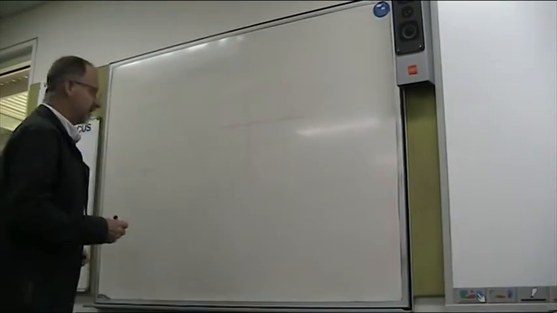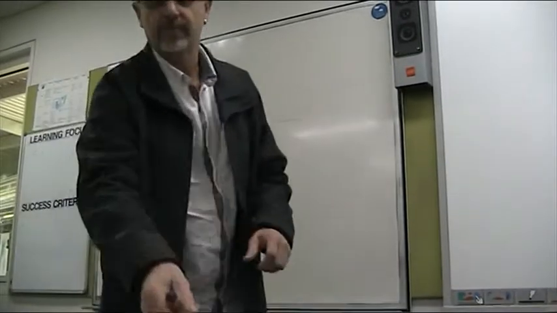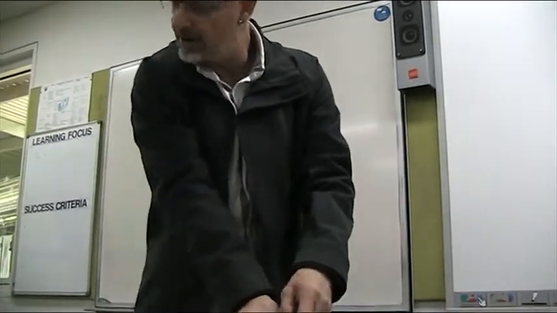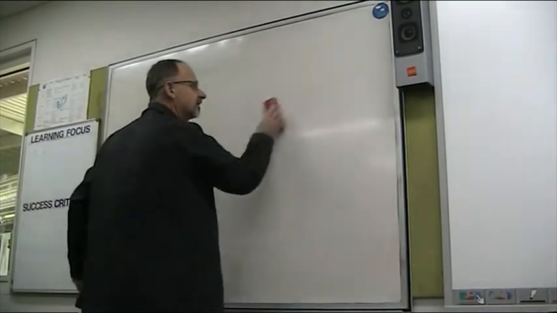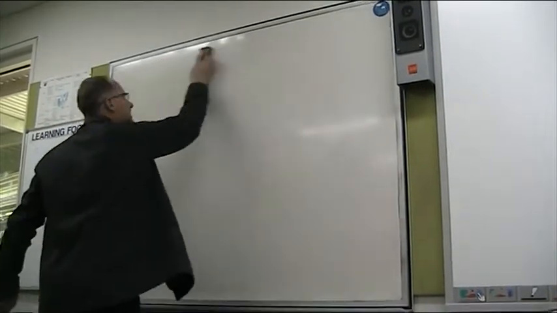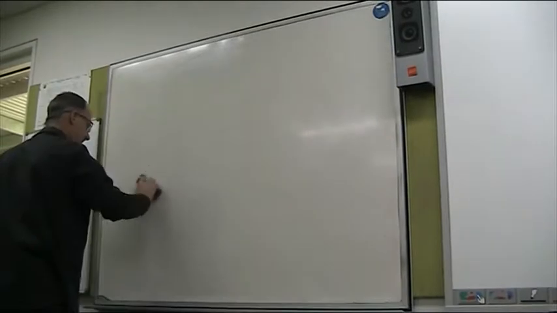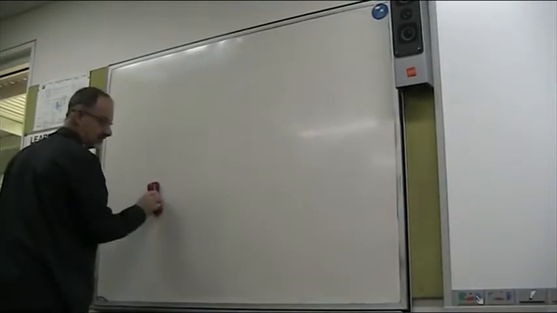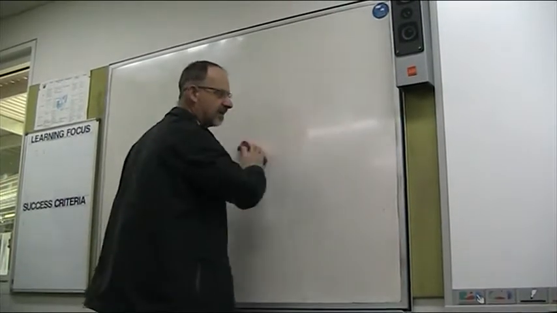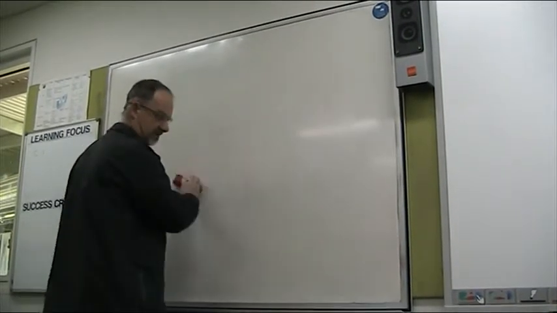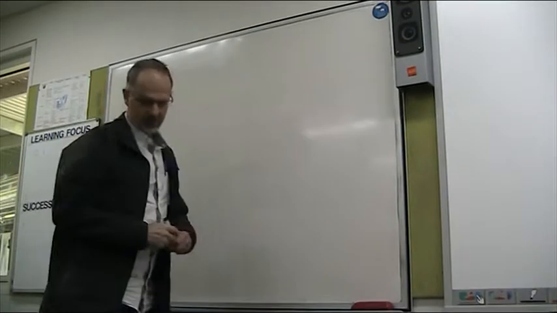So what we're looking at today is what's called discrete random variables. The discrete part means whole numbers, and the random part means that whatever it is you're doing is random, like from tossing a coin, a dice, something like that.